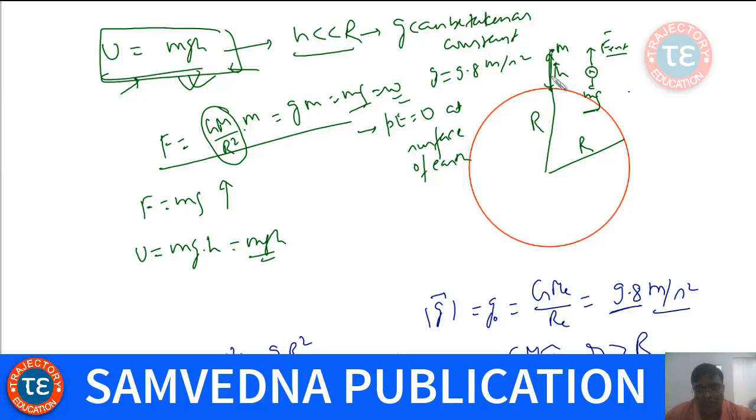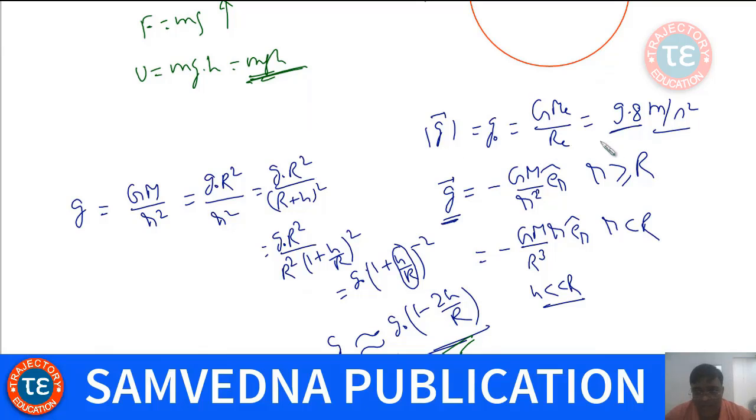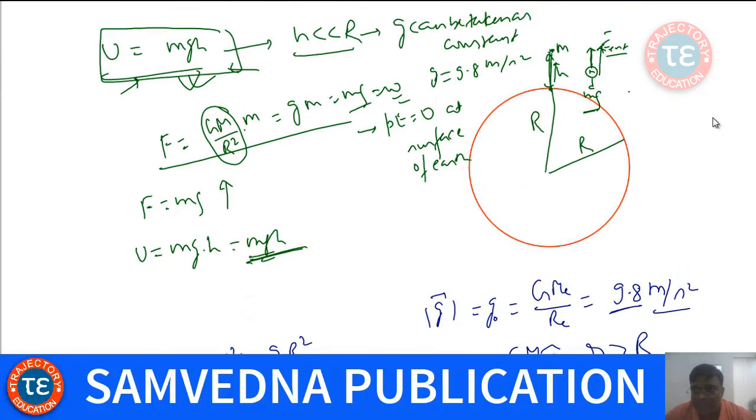So U is mg into the distance you travel, a distance of h. So U is mgh, positive, because you are applying force in the upward direction and you are displacing the body in the same direction. So work done is positive, since the force is upward and the displacement is also upward. So work done by U is mgh in bringing the body from earth's surface to this point. This is mgh.